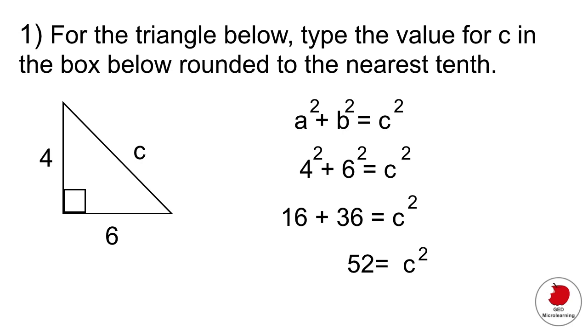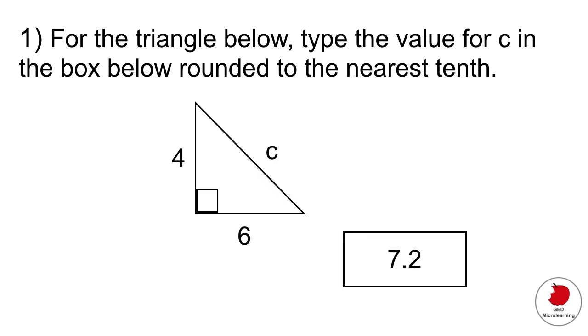How do you get rid of that squared number? Well, the way that you do it is by using a square root. Remember that square roots and exponents kind of cancel each other out. So if we take the square root of 52 and also the square root of C squared, that would leave us with 7.2 is equal to C. So that's the length of side C. Then all you have to do is type your answer in that box that they provide.